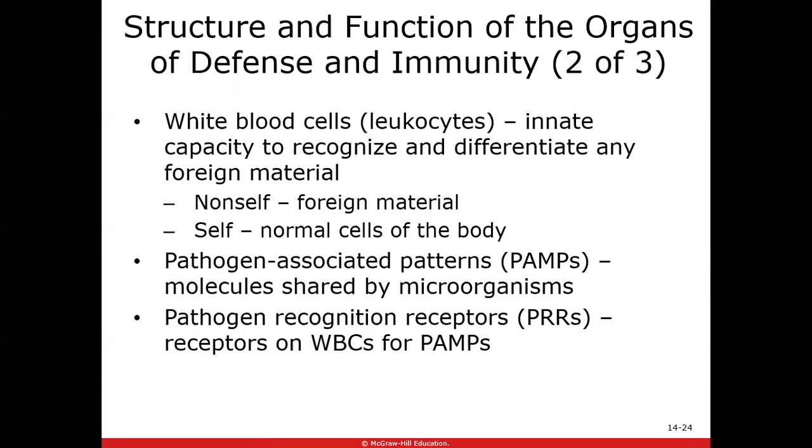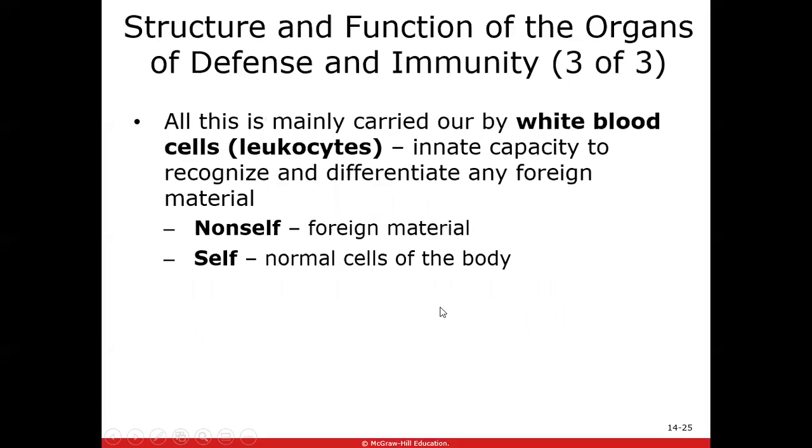White blood cells, which are called leukocytes, have innate capacity to recognize, which means an inbred and inborn capacity to recognize and differentiate foreign material. Anything that is non-self is considered foreign. Anything that's self is normal cells of the body. And I'm not going to ask you about pathogen-associated patterns and pathogen recognition receptors. All this is mainly carried out by our white blood cells, which are the leukocytes.